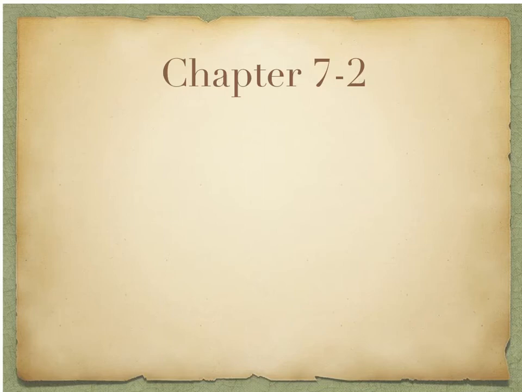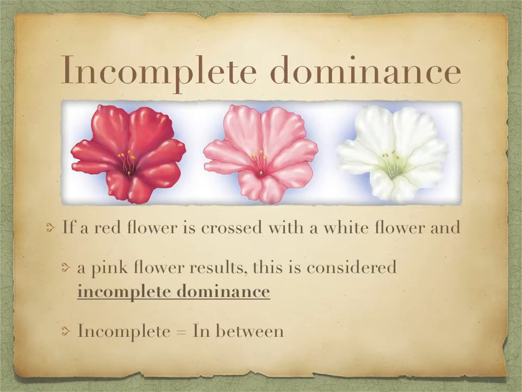Section 7.2, Complex Patterns of Inheritance. Some traits don't follow simple patterns of inheritance like dominance and recessiveness. In this example, a red flower is crossed with a white flower, and the offspring ends up being a pink flower. This is considered incomplete dominance, because you're getting a third phenotype. It's not either red or white. It's kind of in between, and that would be incomplete dominance, getting this pink flower.